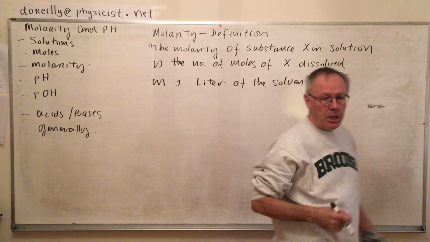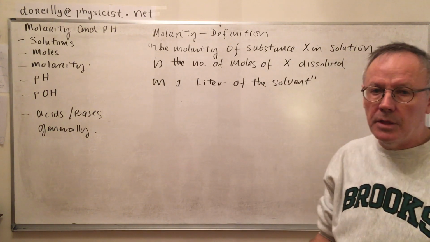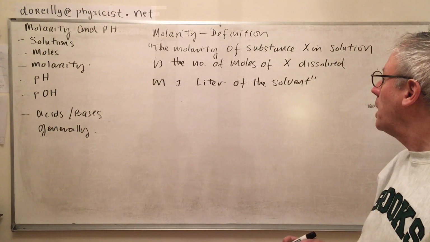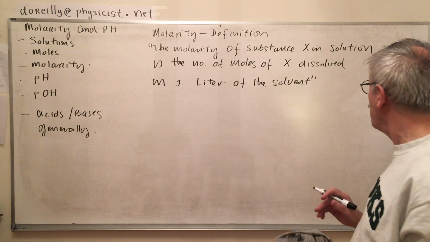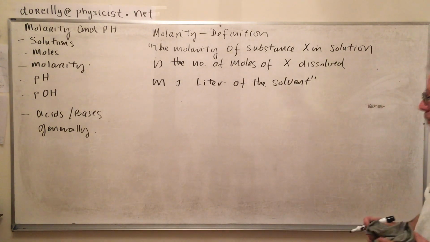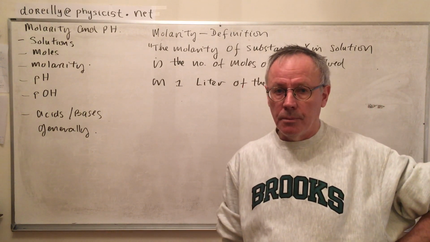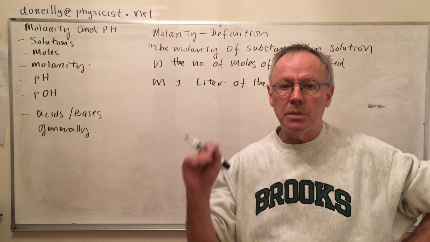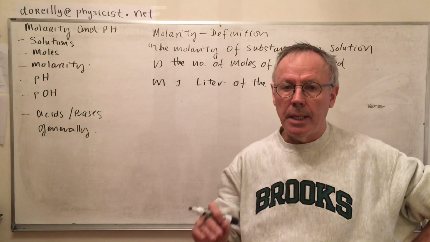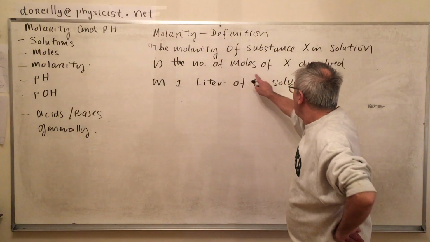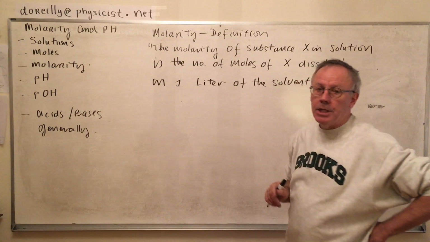Now, following that definition, you can always run it. You don't even need me to work out examples for you, but I will anyway. The molarity of a substance X in a solution is a measure of concentration. But we're measuring not in grams per cubic meter or grams per litre. We're measuring in moles dissolved per litre, okay?